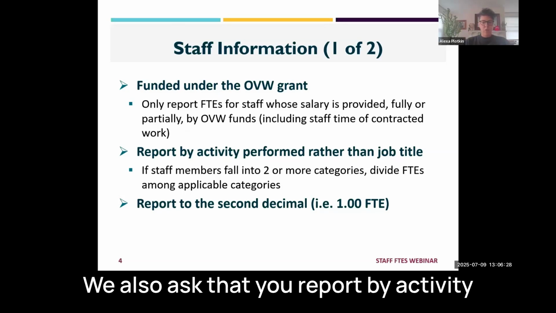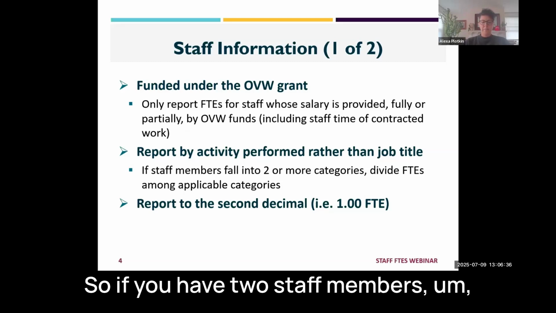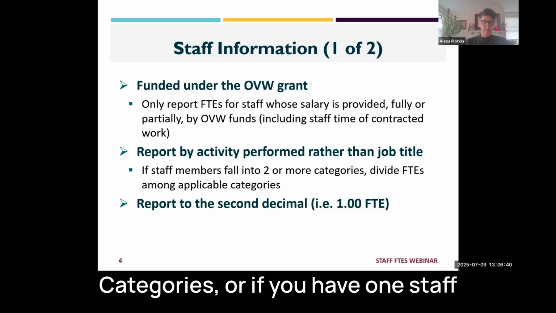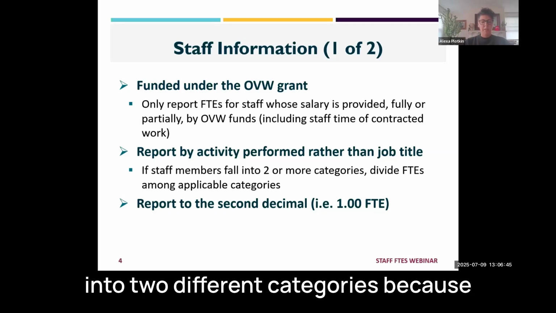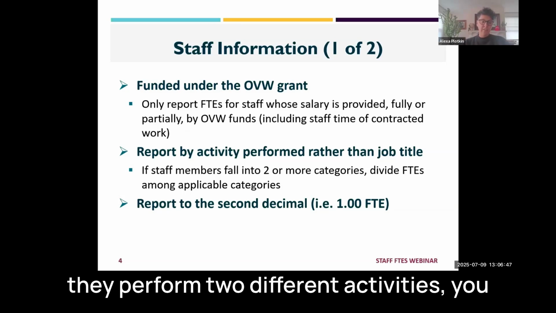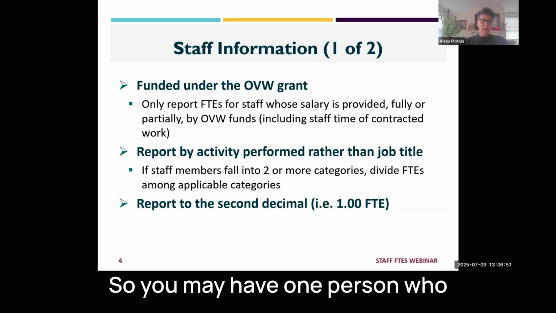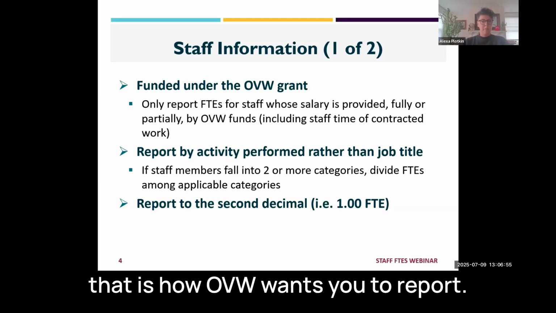We also ask that you report by activity when you're reporting in the staff section for someone, and not their job title. So if you have one staff member who falls into two different categories because they perform two different activities, you would want to split them up on the form. So you may have one person who ends up in multiple categories, and that is how OVW wants you to report.